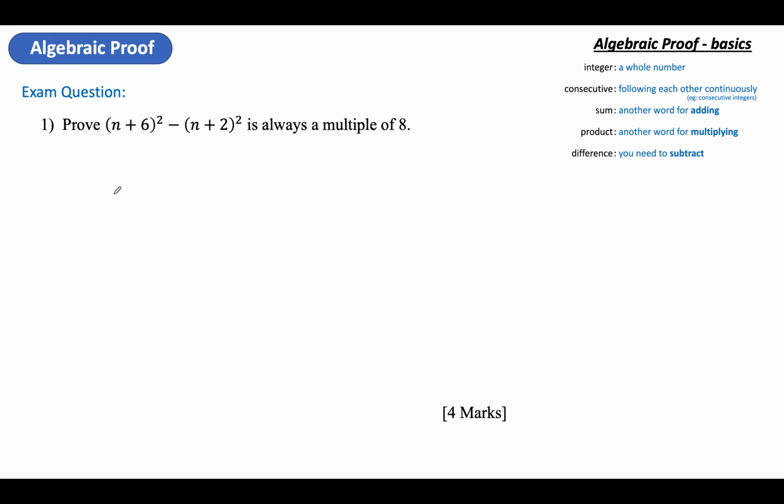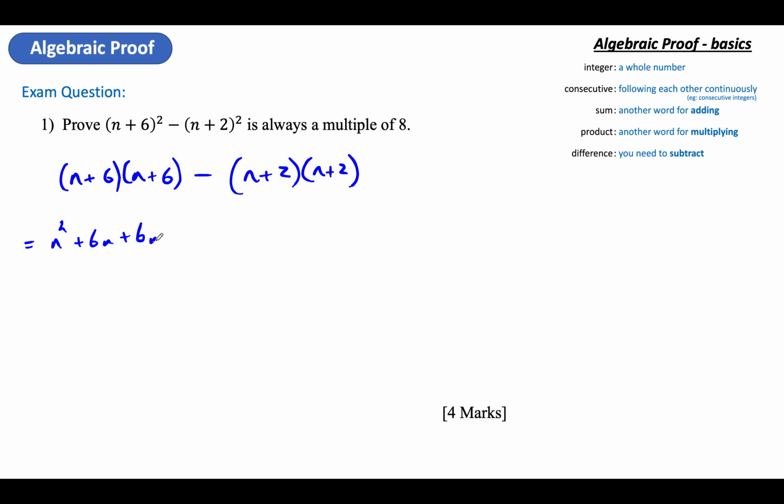Okay, we've unpaused. Let's do this then. Firstly, let's expand m plus 6 squared. So that's m plus 6 times m plus 6. And we'll subtract from that whatever n plus 2 times n plus 2 is. Firstly, we get m squared, 6m, another 6m, and 36 over here. And then over this side, n times n is n squared, one lot of 2n, another lot of 2n, and then 2 times 2 is 4.